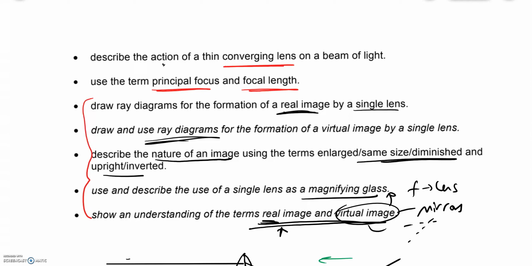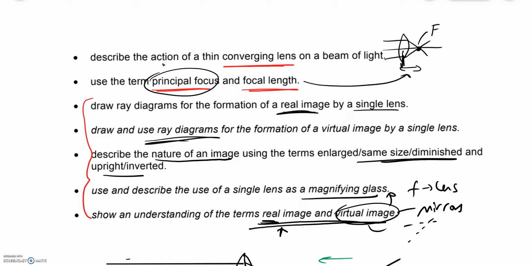We've also talked about what a converging lens is and what it does to a beam of light. Well, it converges the beam and focuses the parallel rays at a focal point, or principal focus, and that's this definition here. And the focal length is that length there between the lens and the focal point. A nice easy topic.